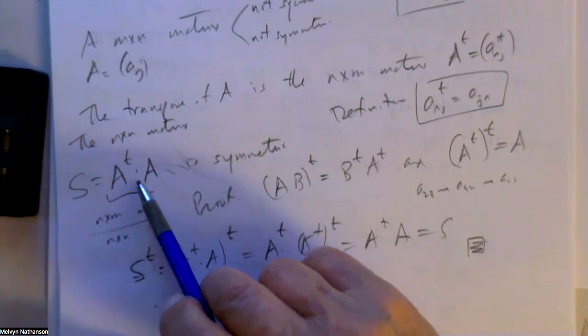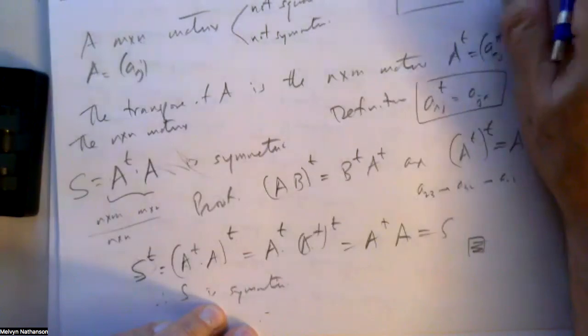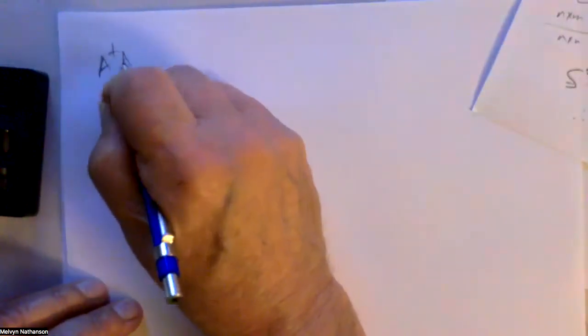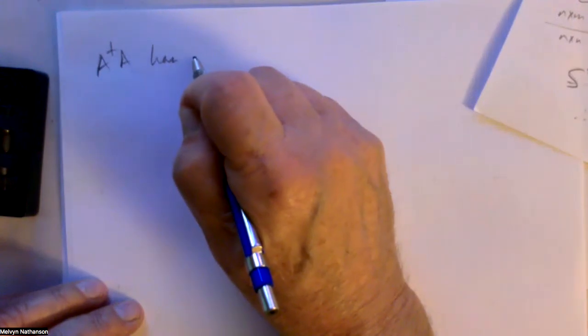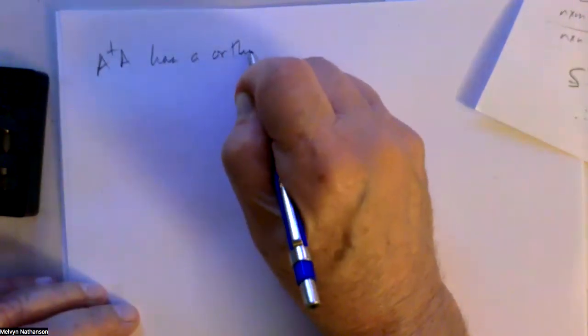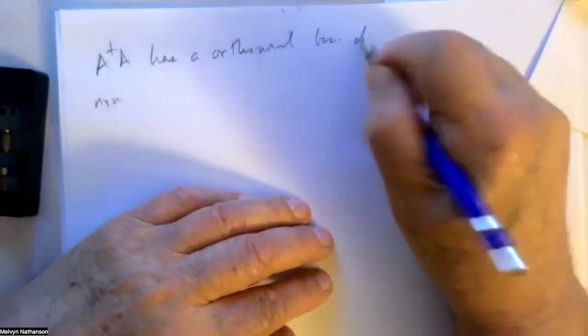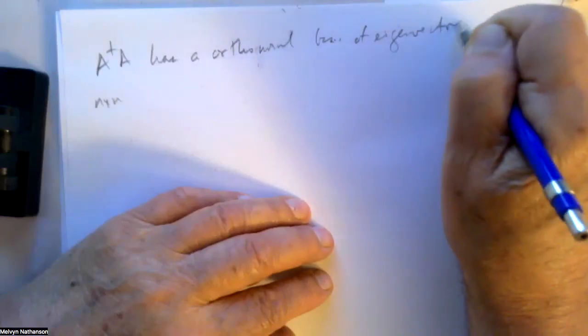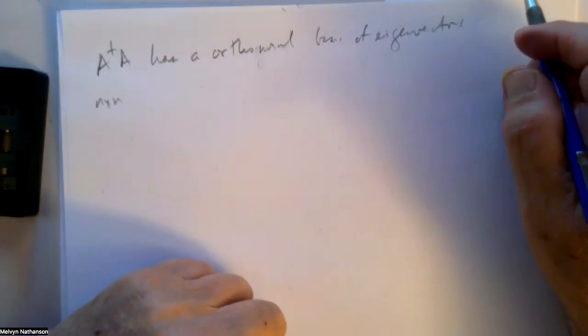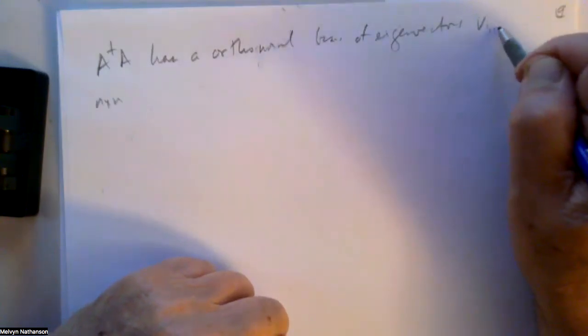So the matrix A^T A, this is an n by n matrix, has an orthogonal, sorry, not just orthogonal, an orthonormal basis of eigenvectors, v1 up to vn.